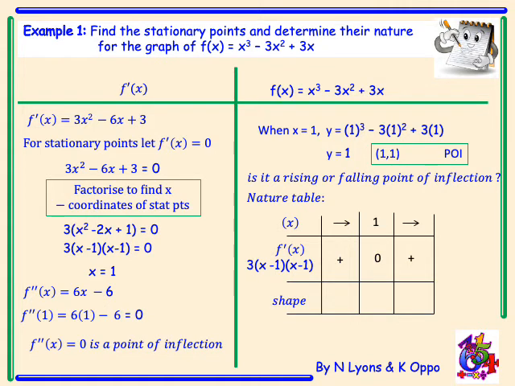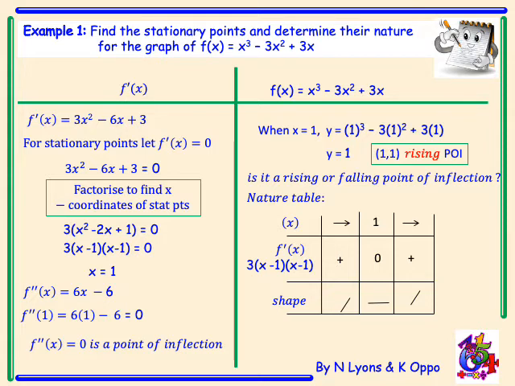So now let's look at the shape of the curve. What's happening? It's a positive gradient. I've got a 0 gradient at x equals 1, and then I've got a positive gradient again. And that now gives me a rising point of inflection at the point 1, 1.